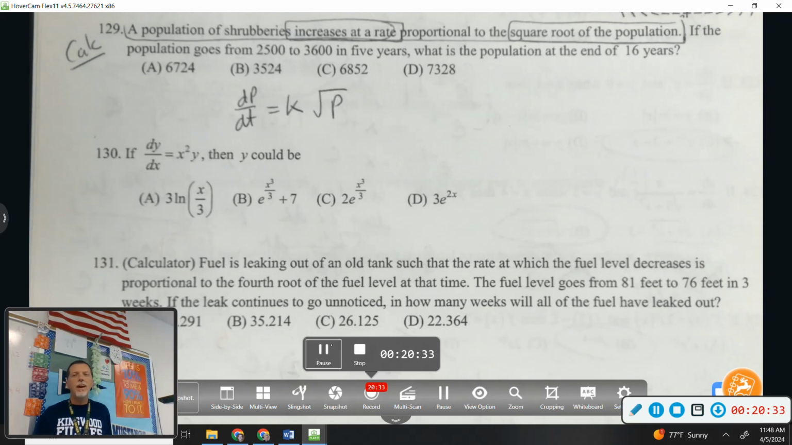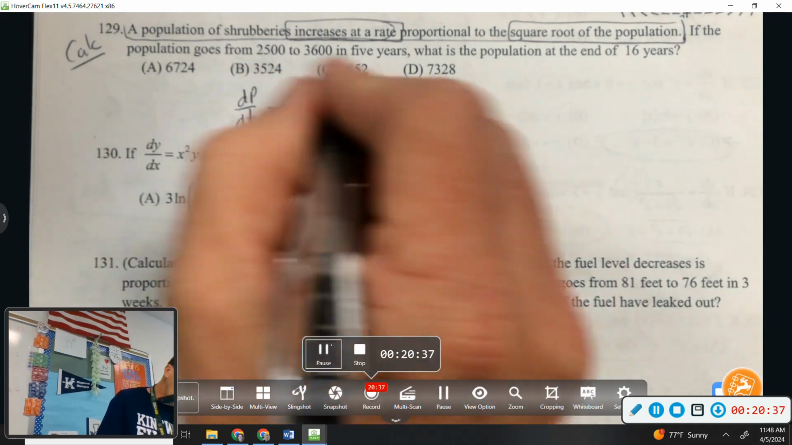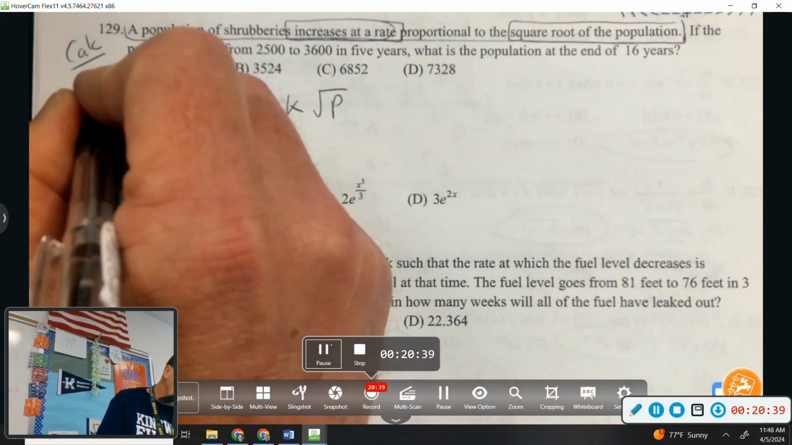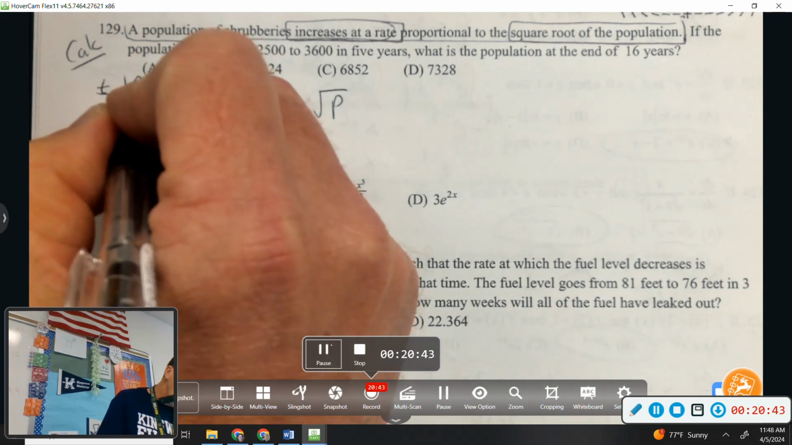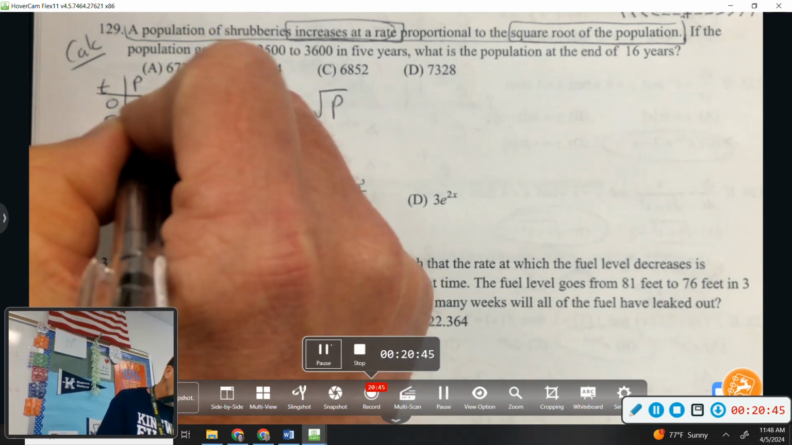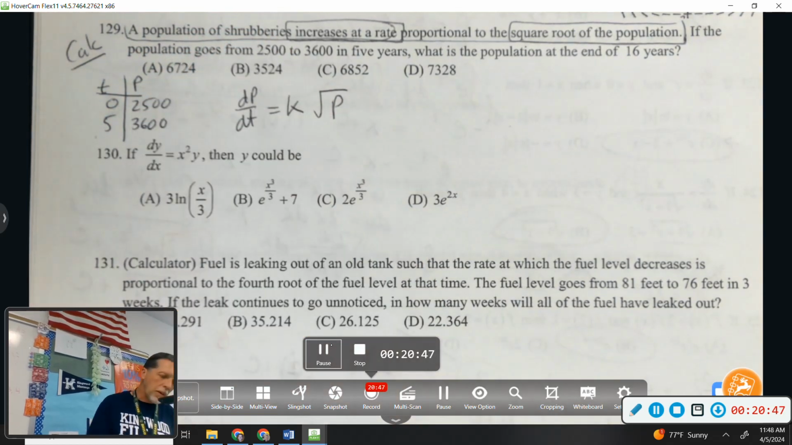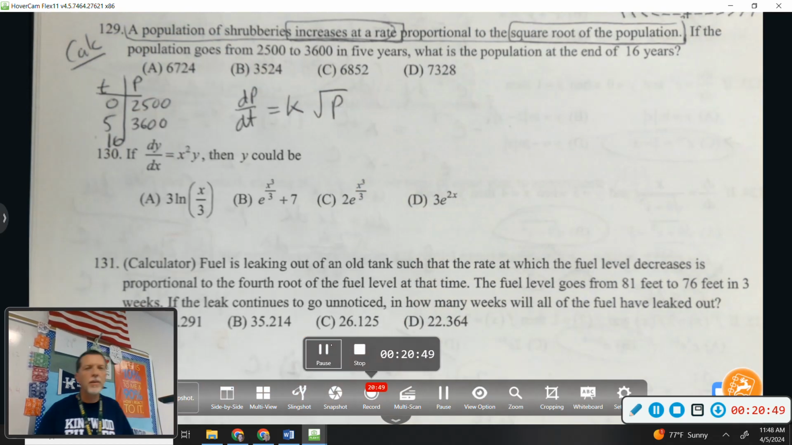All right, the second sentence. If the population goes from 2,500 to 3,600 in 5 years, what is the population at the end of 16 years? So I need to separate, integrate, find C and k, and then plug in 16. So we're up. This is yuck.